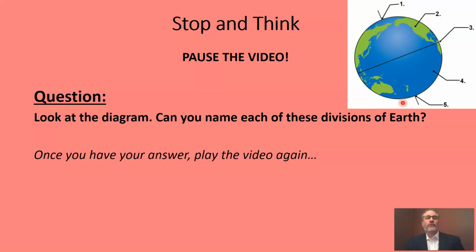Okay, so this is something I believe I have briefly mentioned with you. I think we did a reading on it. I want you to stop and think, and you're going to need to pause the video. I want you to look at the diagram. Can you name each of these divisions or features on this model of Earth? A good place to start here is number 3. So pause the video and see if you can tell me what each of those things is. Just restart the video when you think you have your answer. You don't need to write anything down.